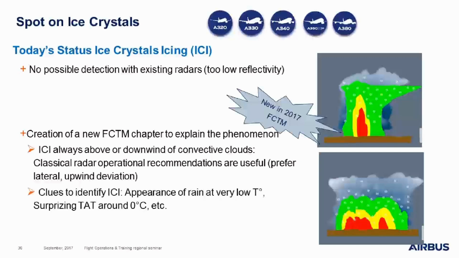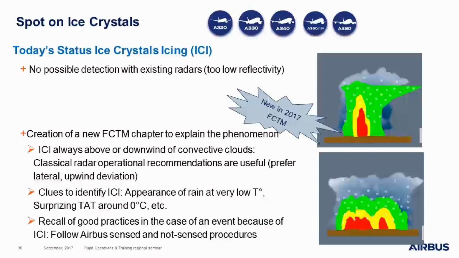Then we give in the FCTM some clues to identify ice crystals: appearance of rain at very low temperature, surprising TAT around 0 degrees, etc. The FCTM also recalls the good practices in the case of an event because of ice crystals. We only recommend to follow Airbus sensed and not sensed procedures, such as engine failure, engine relight in flight, unreliable airspeed, etc.